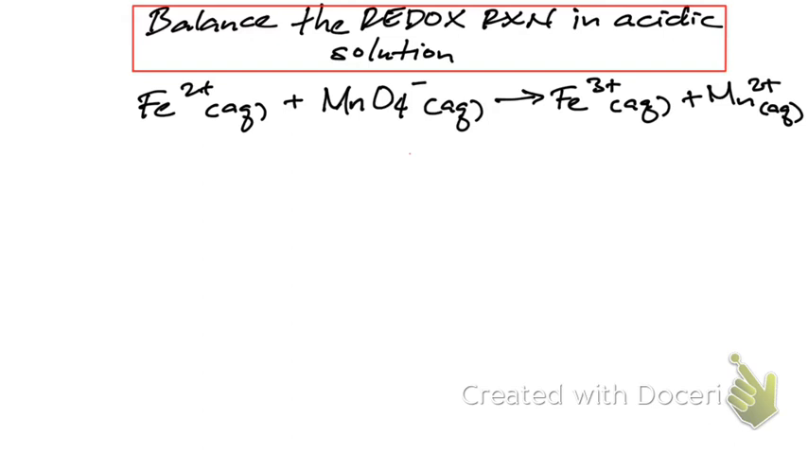All right, so again, the first thing you want to do here is to assign oxidation states or oxidation numbers. So you can see that iron ion here, Fe2+, would have a +2 oxidation number, and then the iron 3+ on the product side would have a +3 oxidation number. And so there's an increase in the oxidation number from +2 to +3. So that right there is our oxidation reaction.